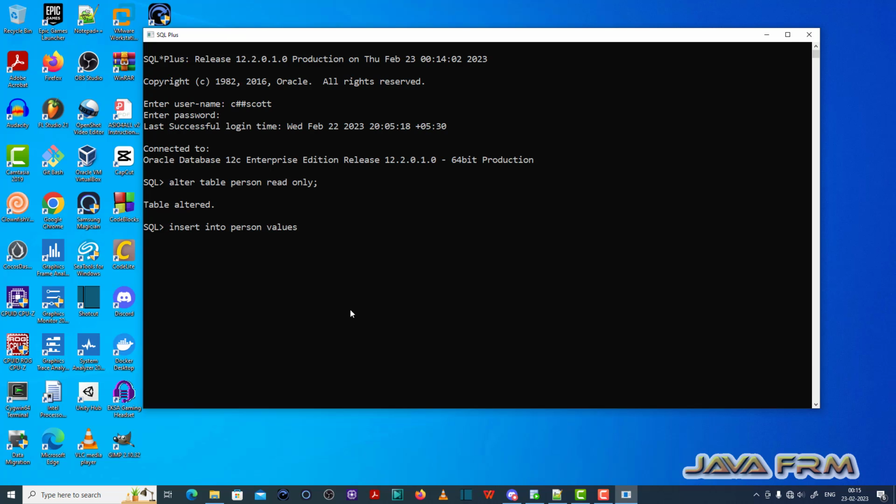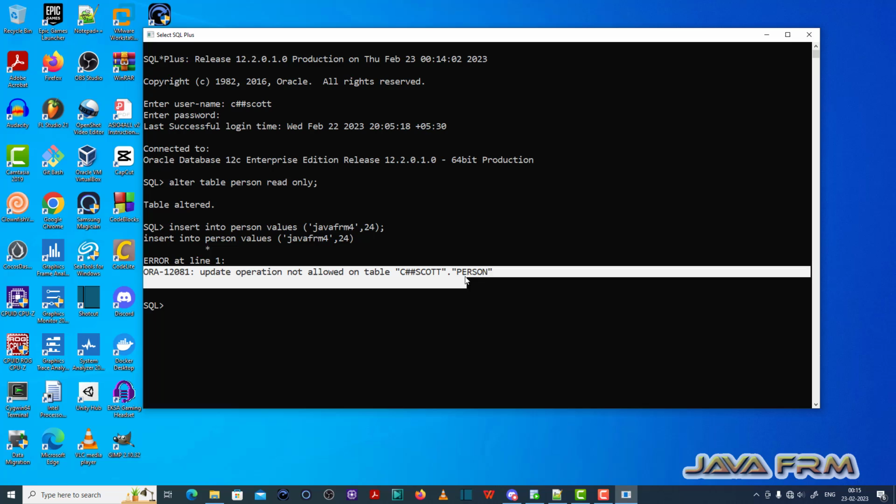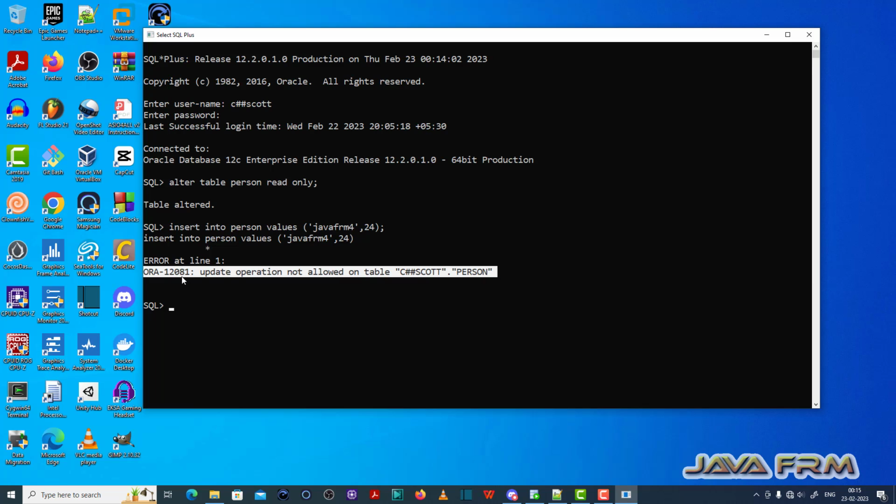Let us see what is going to happen if I try to insert some value. Insert into person values. So I am inserting some values into the person table. Okay, you can see that ORA-12081: update operation is not allowed on table, which means that this table is in read only mode.